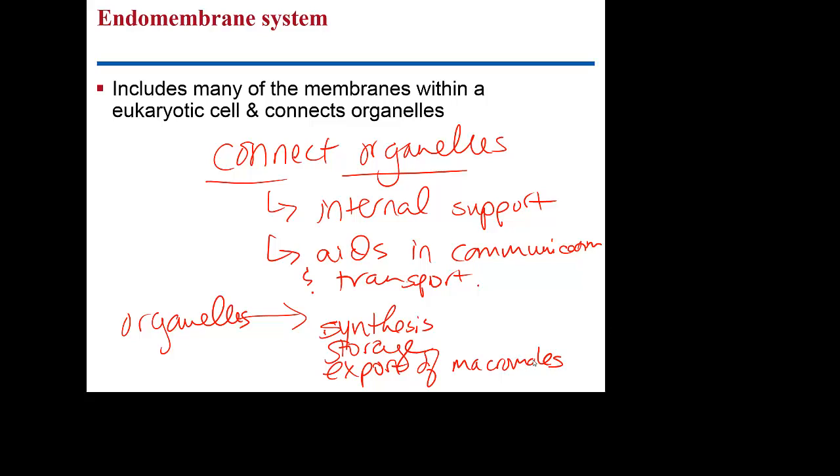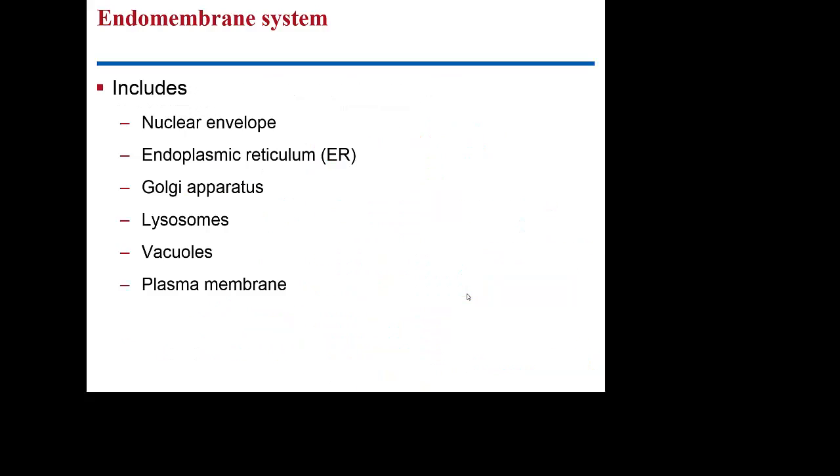So if these organelles are doing all of these things, they're going to have to communicate and transport things between themselves. The endomembrane system allows them to do that. So here are the 6 major parts of the endomembrane system. The nuclear envelope was that double plasma membrane layer around the nucleus that we talked about.